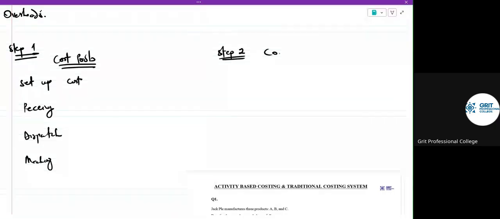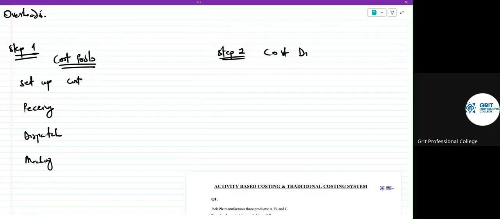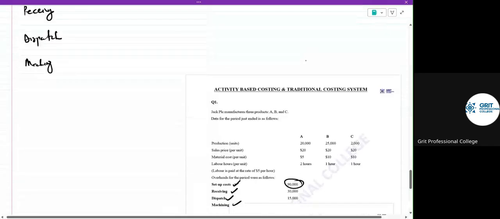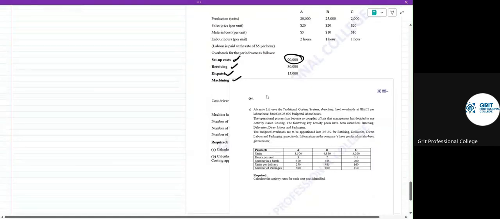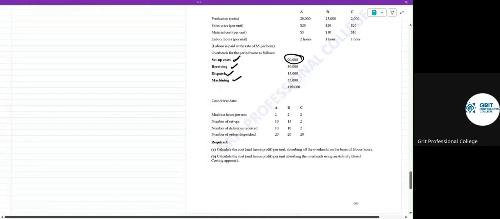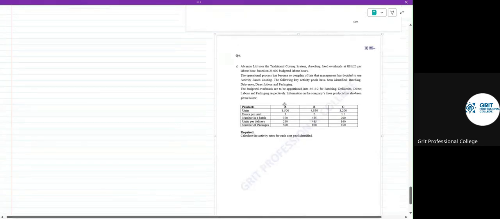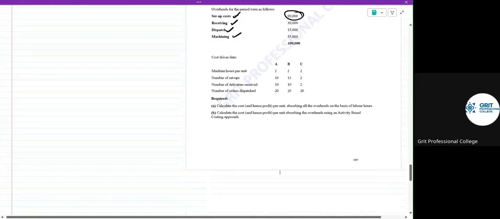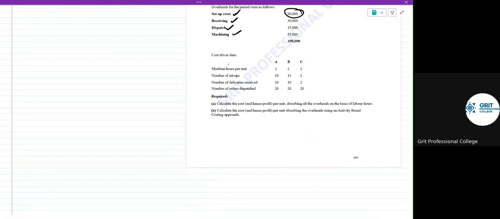Identify the corresponding cost drivers, match it. Now what do we have? Cost driver data. For any ABC question, the examiner will give you cost driver data. I just want us to analyze the cost driver data for a bit.